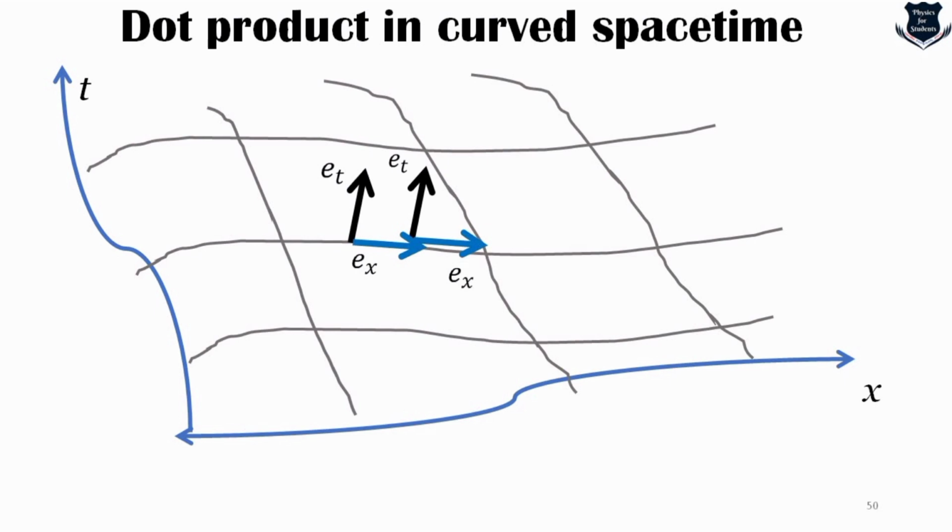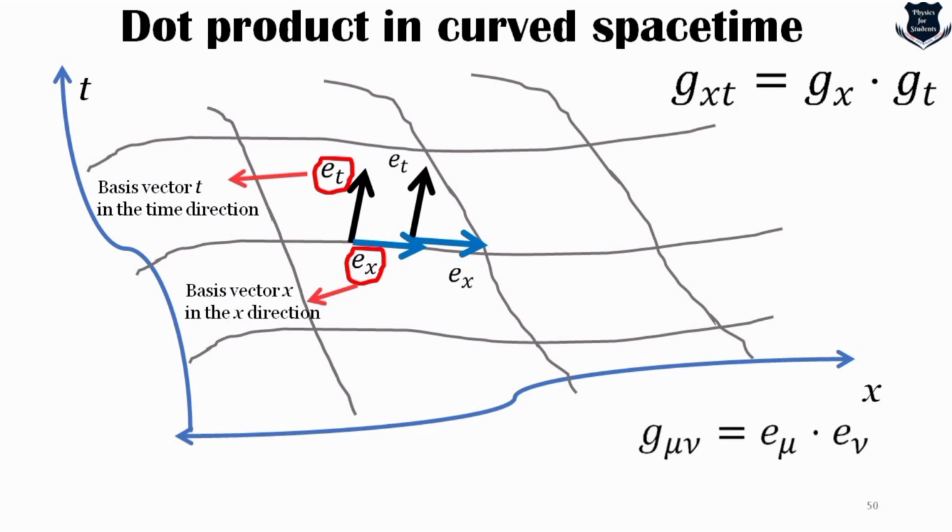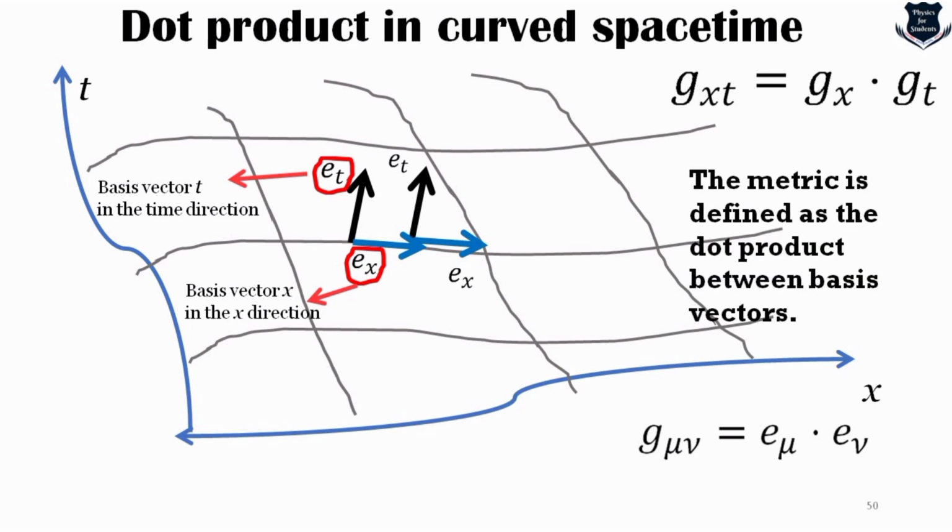So finally we come to this part, and here you see the basis vector in the time direction t and the basis vector in the x direction. So g_xt equals g sub x dotted with g sub t. That means in some notation you will see g_mu_nu equals e_mu dotted with e_nu. It actually gives that the metric tensor is defined as the dot product between basis vectors.